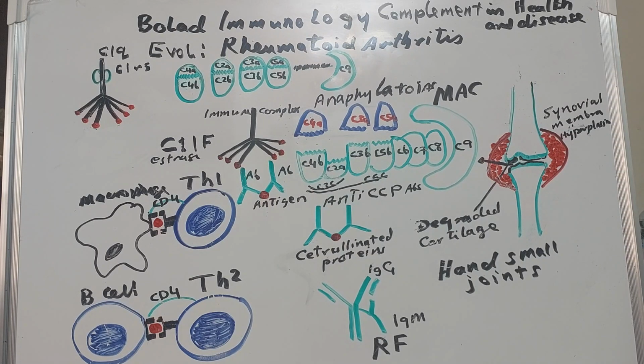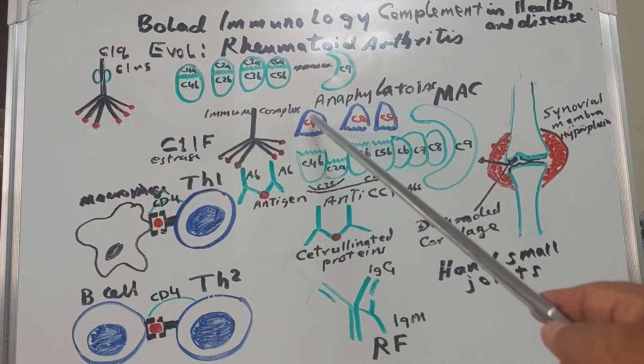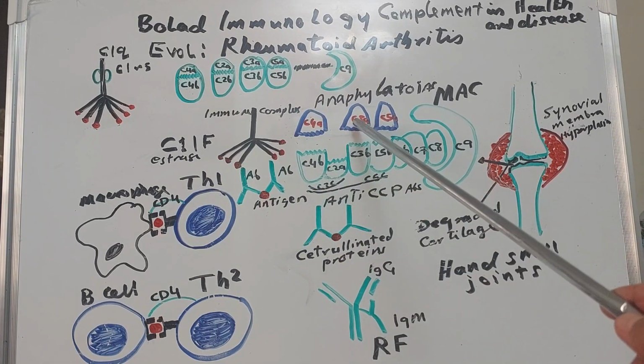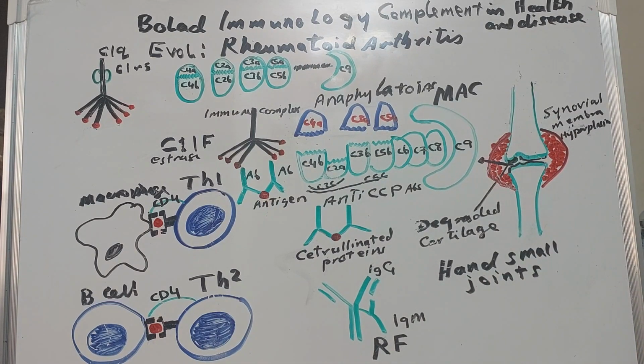So actually I focus on rheumatoid arthritis, but however, as can be seen here, there are three fragments, C4A, C3A, C5A, and these are known as anaphylatoxins, and they can lead to inflammation following formation of the immune complex or deposition of immune complex on some surfaces.